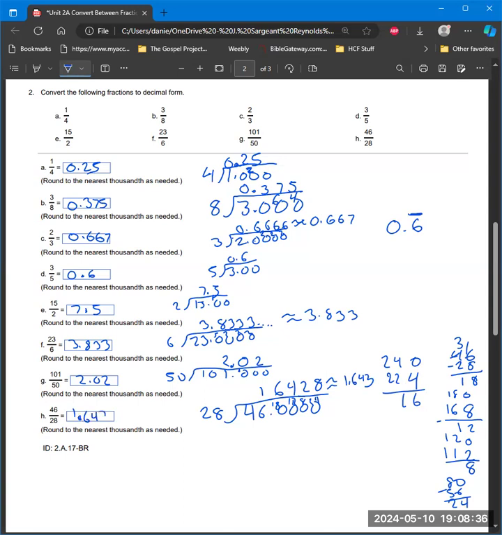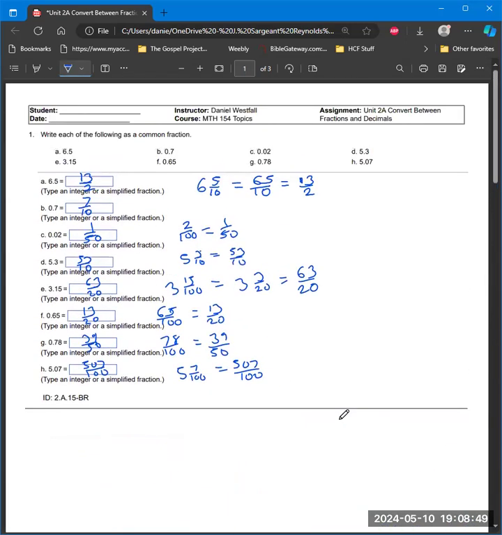Now, if your teacher tells you that you're allowed to use a calculator on this, that's great. If your teacher says don't use a calculator, that's why I did it by hand. It'll be lots easier if your teacher tells you that you can use a calculator on this topic.